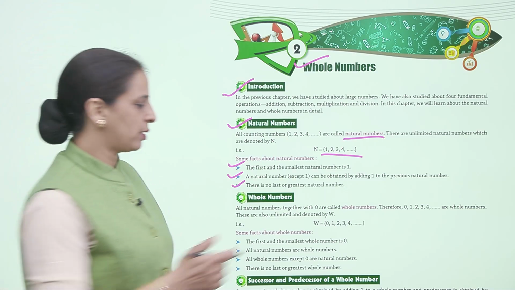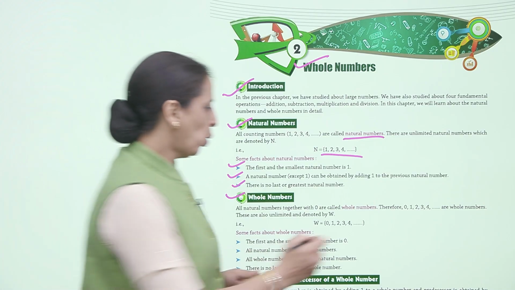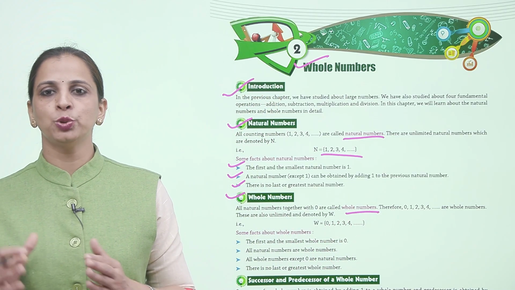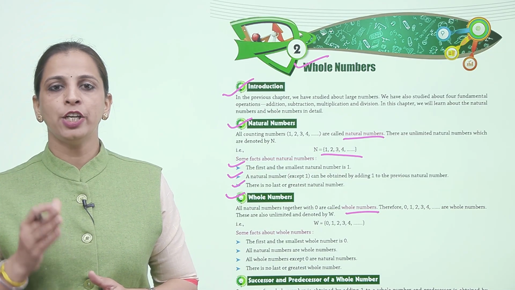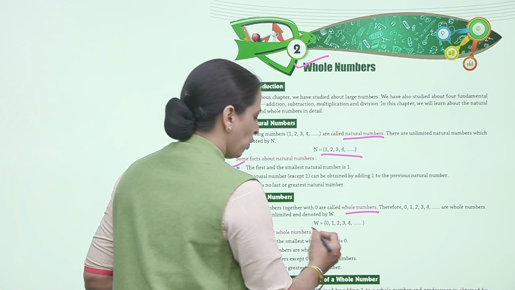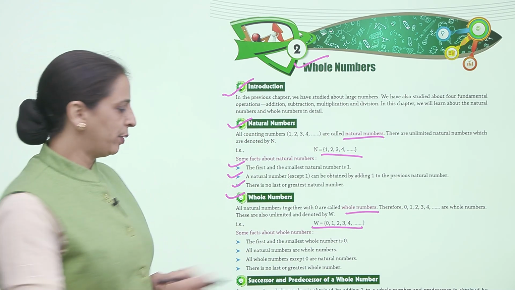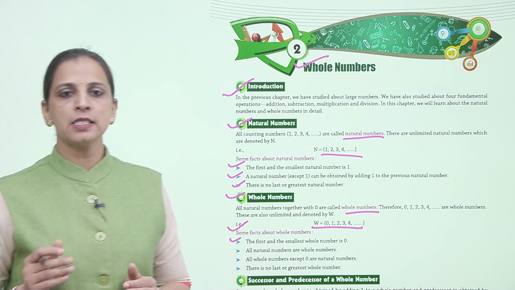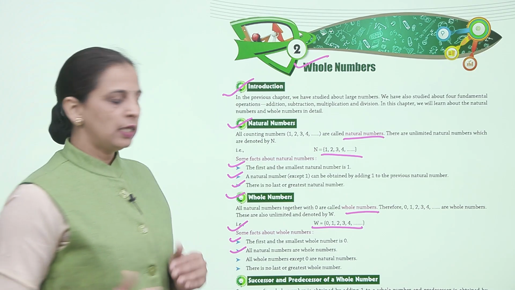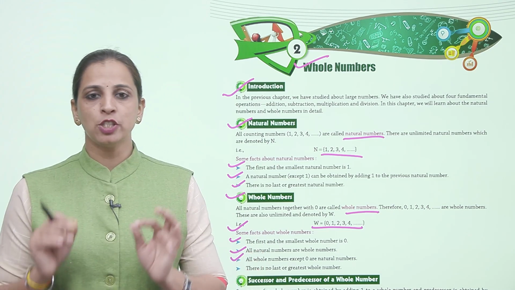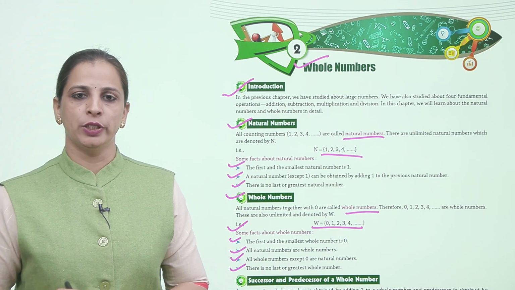Now next is whole numbers. All natural numbers together with 0 are called whole numbers. Therefore 0, 1, 2, 3, 4 and so on are whole numbers. These are also unlimited and denoted by W. So W is equal to 0, 1, 2, 3, 4 and so on. Some facts about whole numbers. First, the first and the smallest whole number is 0. All natural numbers are whole numbers. Next, all whole numbers except 0 are natural numbers. Next, there is no last or greatest whole number.